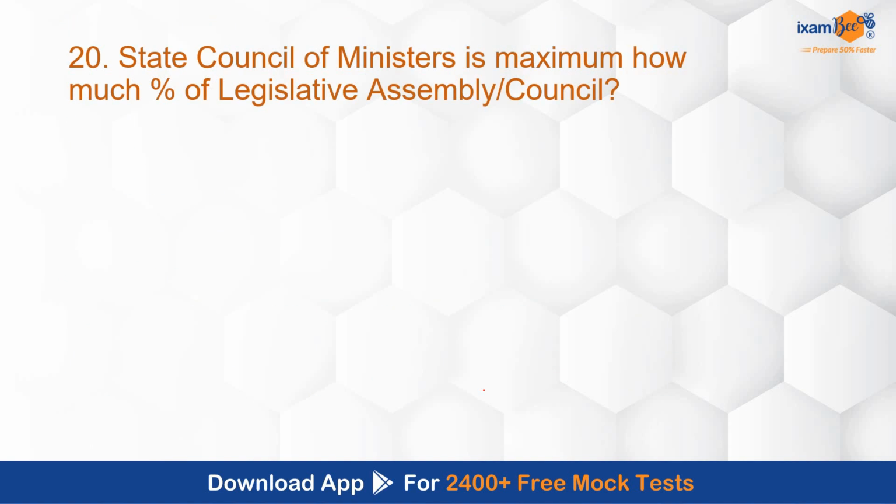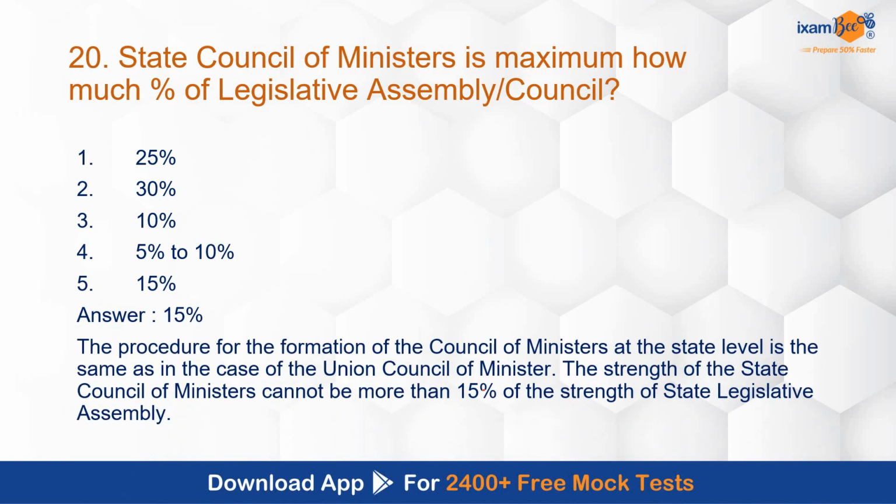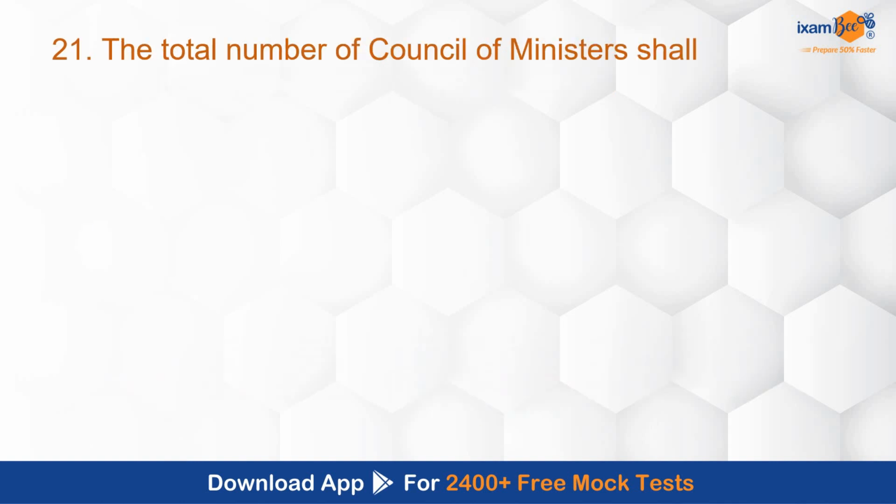Question number 20. State Council of Ministers is maximum how much percentage of Legislative Assembly or Council? 25, 30, 10%, 5 to 10%, 15%. Correct answer here is 15%. The procedure for the formation of Council of Ministers at the state level is same as in case of Union Council of Ministers. Strength of State Council of Ministers cannot be more than 15% of the strength of State Legislative Assembly. This question was again asked last year in 2023.